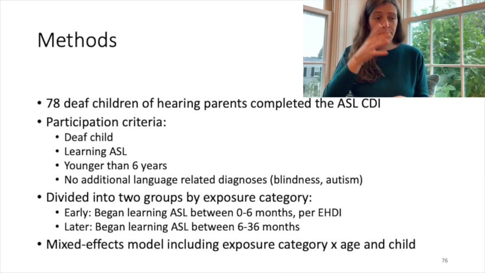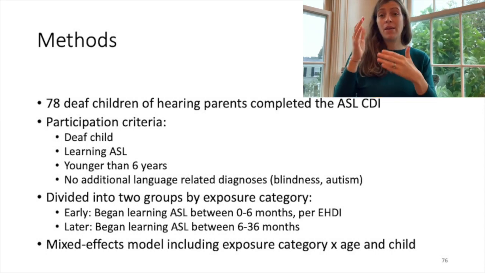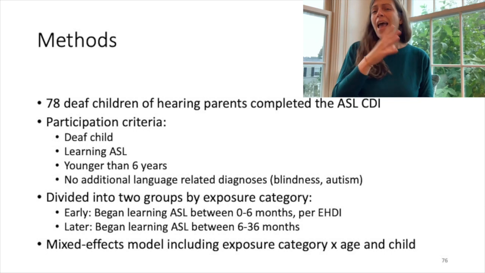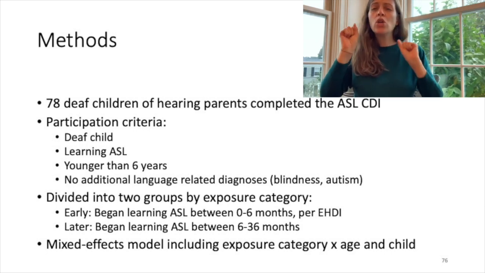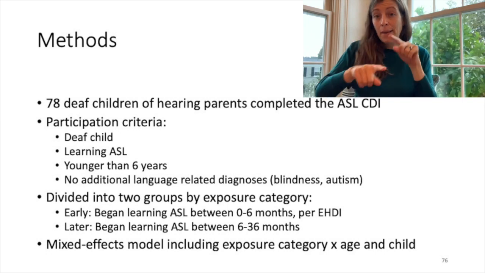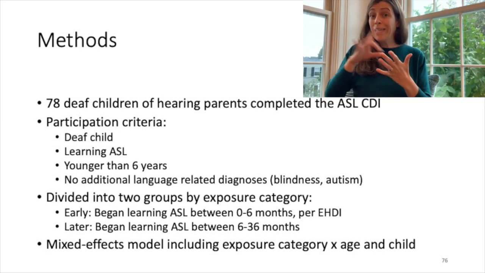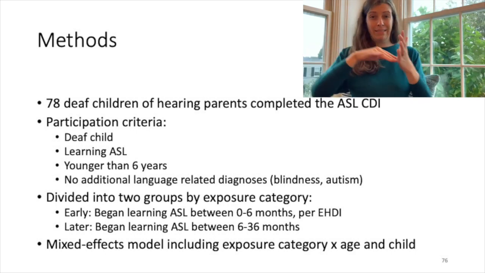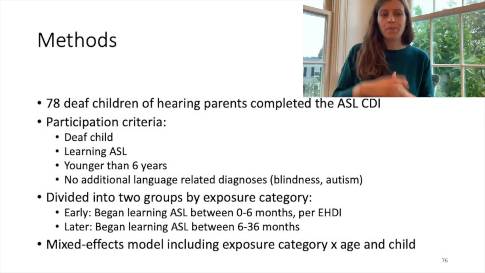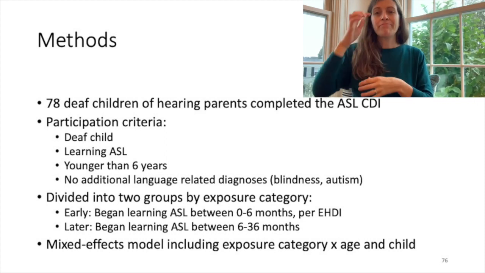The study included 78 deaf children who had hearing parents. The criteria were that the child had to be deaf, learning ASL, younger than 6, and have no additional language-related diagnoses, blindness or autism, etc. And I should say that we did collect data on children with additional diagnoses, but didn't include them in the analyses that I'll show you here.